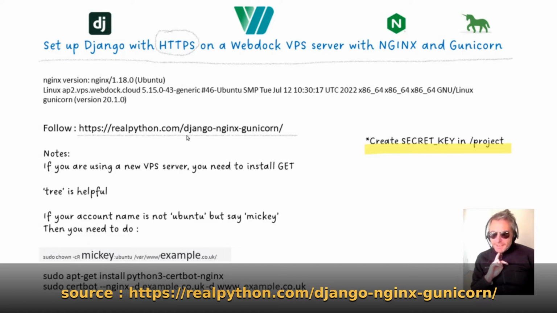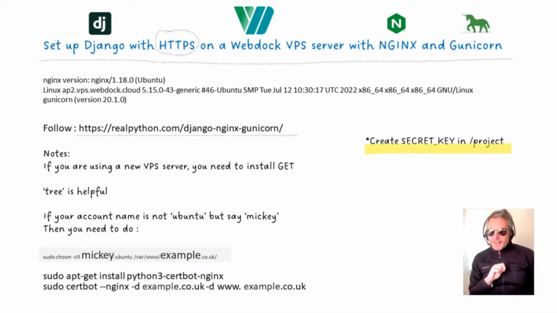https://realpython.com/Django-Nginx-Gunicorn. We'll look at that in a second. Just a couple of things to point out. You may want to use or install tree. I find it really helpful. It helps you show whereabouts you are in the tree structure. It expands your directories and you can see what's what quite easily.